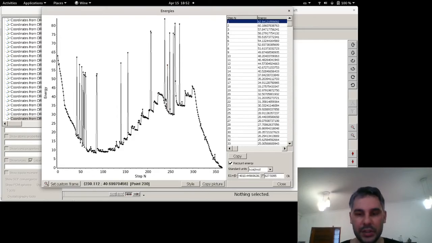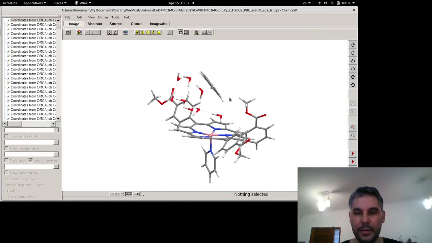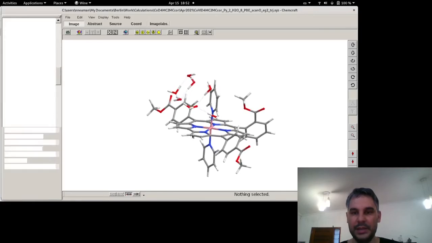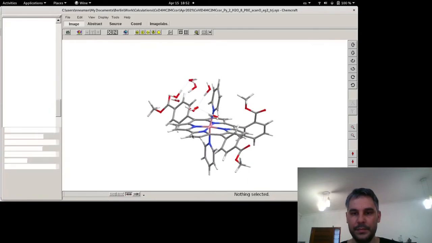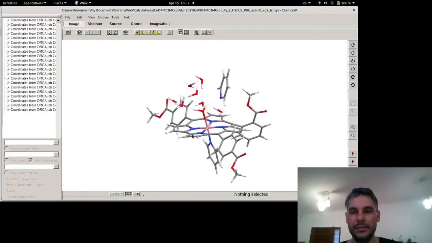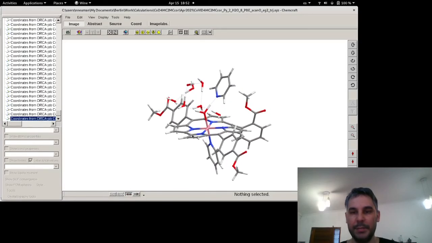If we go again, we can see this from the side, that the pyridine binds, and then the water slowly displaces the pyridine.